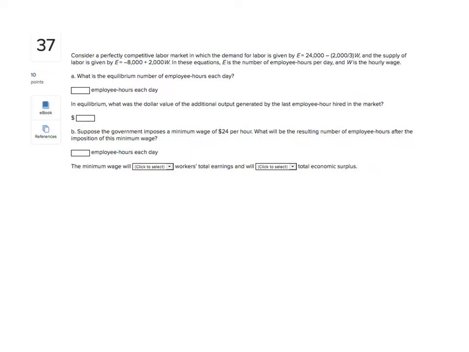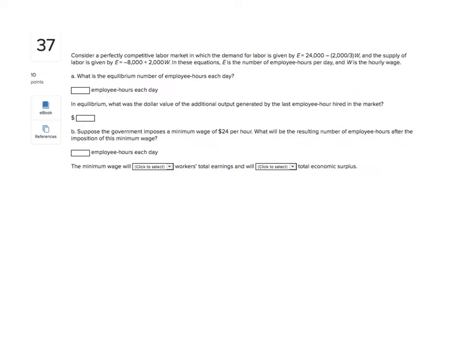Anyway, what's the equilibrium number of employee hours each day? And then what was the dollar value of an additional output generated by the last employee hour hired in the market? Let's do that, and then we'll go to answer B.